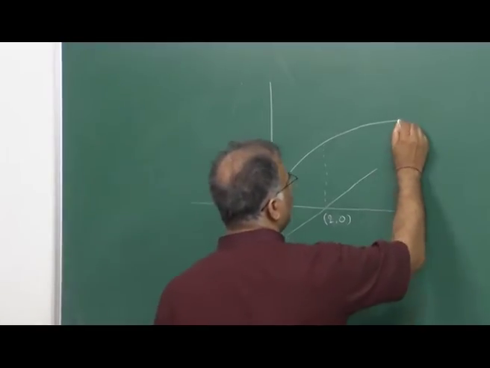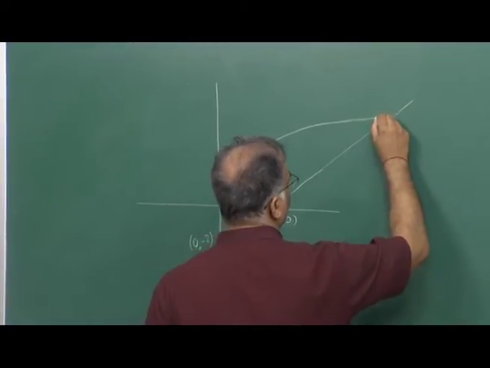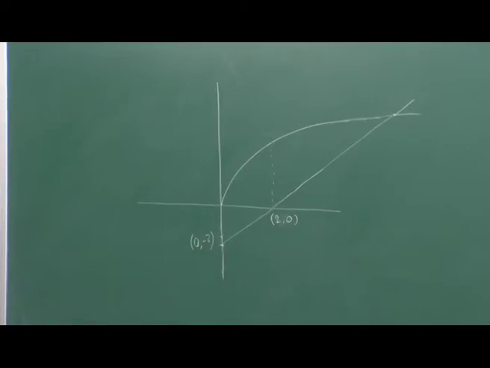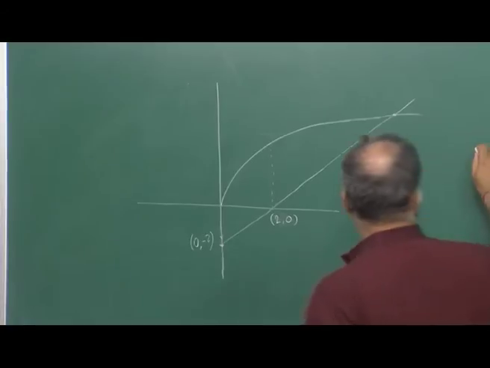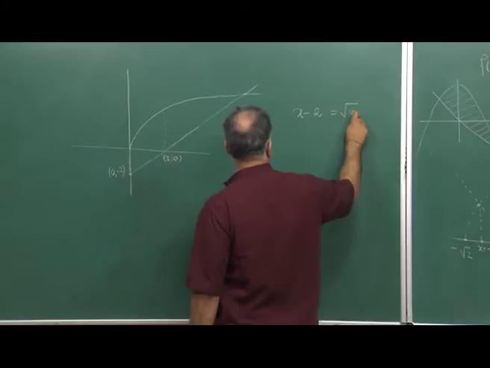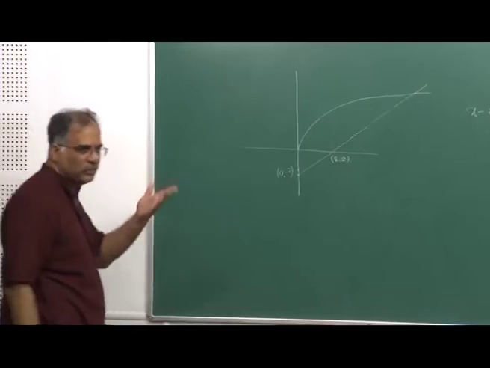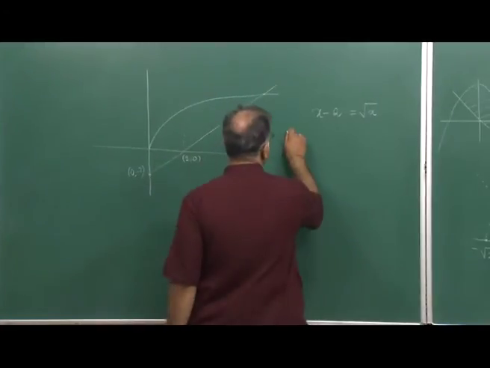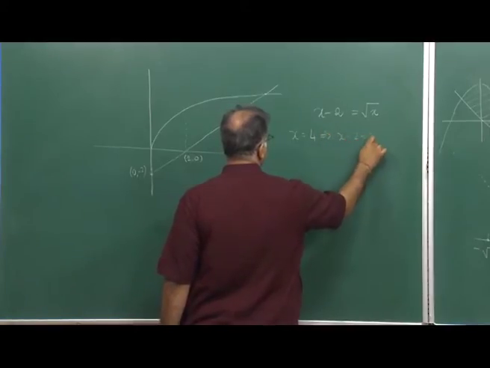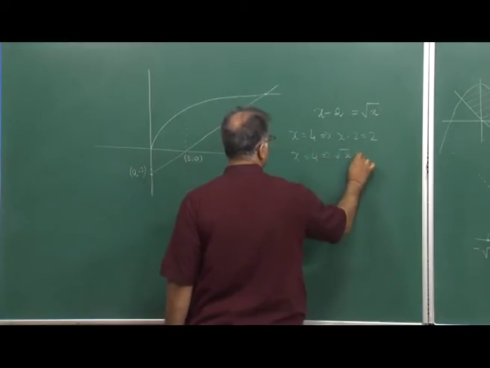So, it must be intersecting the curve somewhere. Where does this line y equal to x minus 2 intersect the curve? When is x minus 2 equal to root of x? What is that value of x? The answer is very simple, you do not have to solve it, it is 4, because if you have x equal to 4, then x minus 2 is 2, and root x is also equal to 2.